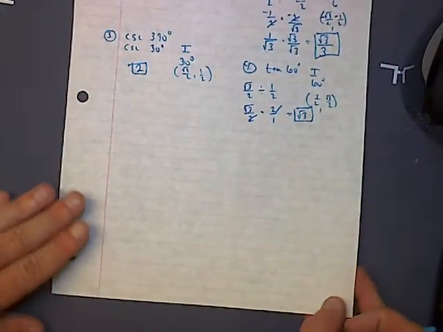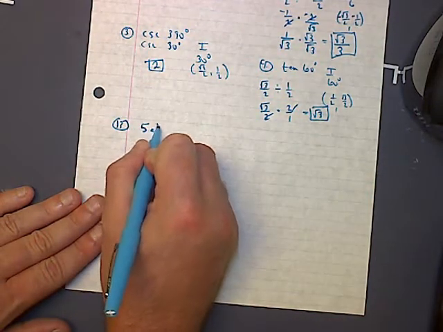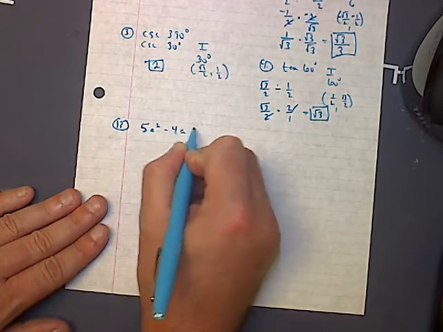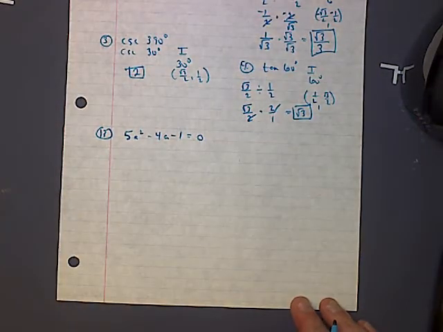All right, let's look at the bottom ones. That was our trig review. We're going to do some equation review. Let's look at number 13. 5a squared minus 4a minus 1 equals 0.